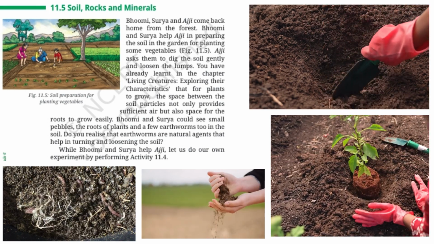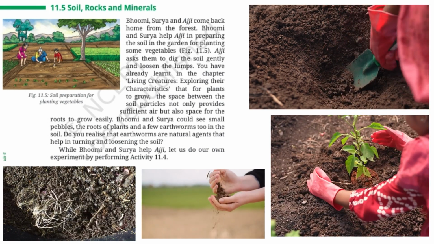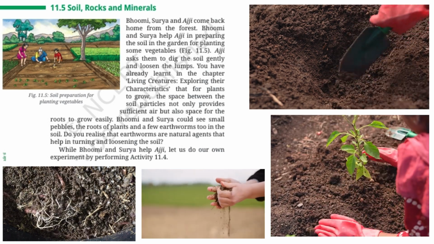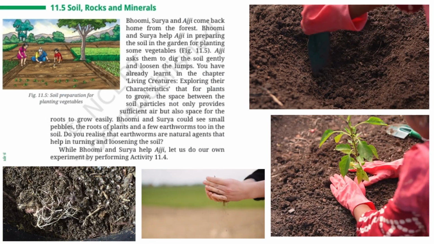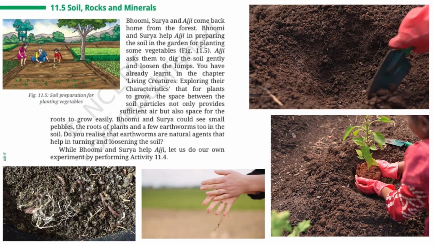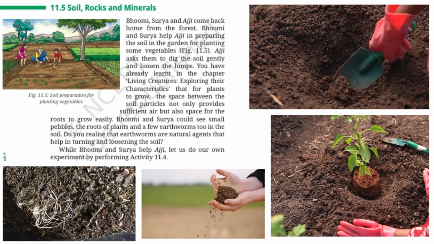Bhumi, Surya and Aji come back home from the forest. Bhumi and Surya help Aji in preparing the soil in the garden for planting some vegetables. They have planned to plant some vegetables in the garden, so they are preparing the garden.